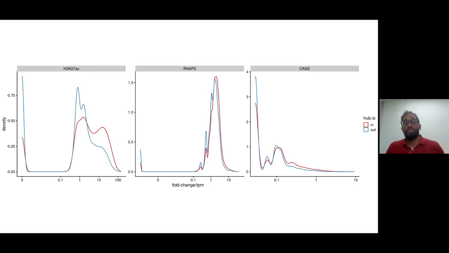Here I plot the distribution values for enhancer activity inside the hub in red and outside the hub in blue, and the more to the right a curve is, the more active this particular enhancer distribution tends to be. And what you can see is that for all three cell lines, the enhancer activity tends to be higher inside the hubs.